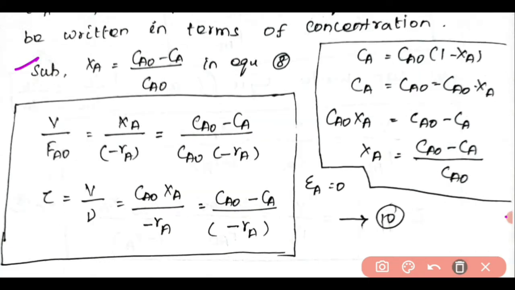Substitute Xa equal to Ca naught minus Ca divided by Ca naught in equation number 8. So you will get V by Fa naught is equal to Xa divided by minus Ra. Just substitute Xa equal to Ca naught minus Ca by Ca naught into minus Ra. So tau is equal to V by nu, that is equal to Ca naught into Xa by minus Ra, that is equal to Ca naught minus Ca divided by minus Ra. Both the Ca naught in the numerator and denominator will cancel out. So this is your performance equation for the constant density system of a mixed flow reactor. Okay, so here epsilon A is equal to 0.